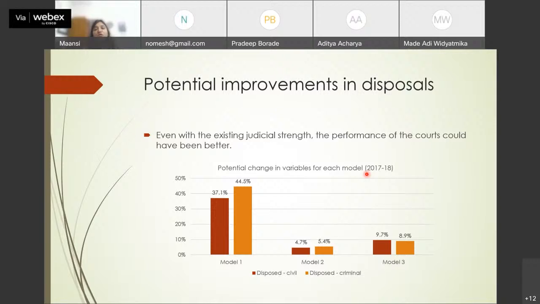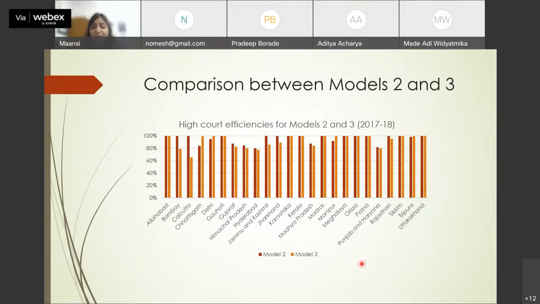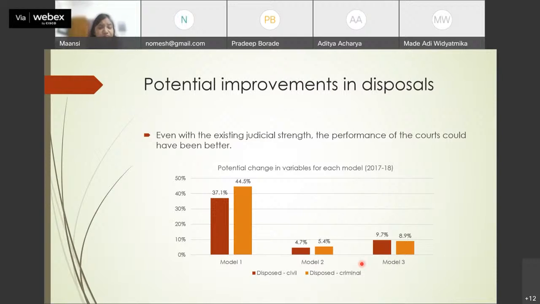Based on our analysis, we also saw that there are potential improvements possible for all the high courts under all three models. In the first model, there is a high potential for improvement in the disposals. In the second model, it is relatively lower, meaning that the courts are probably able to handle the cases being instituted each year quite well. Again, in model 3, the percentage number may not be very high, but the absolute figures are quite high. So the courts are actually capable of performing well even at their current judicial strength.